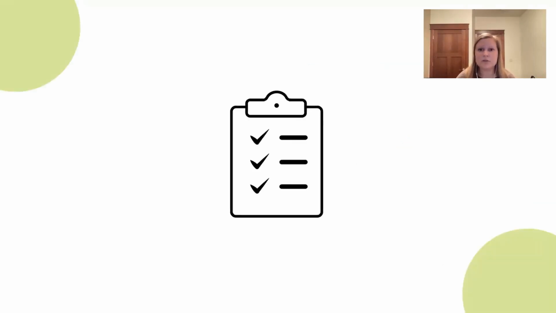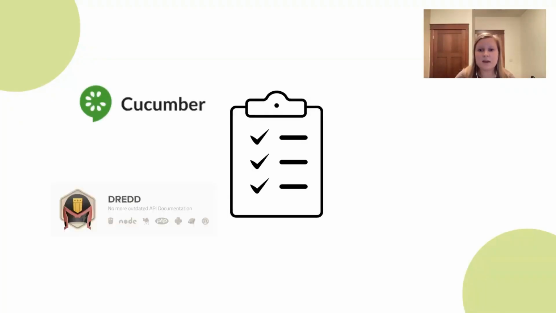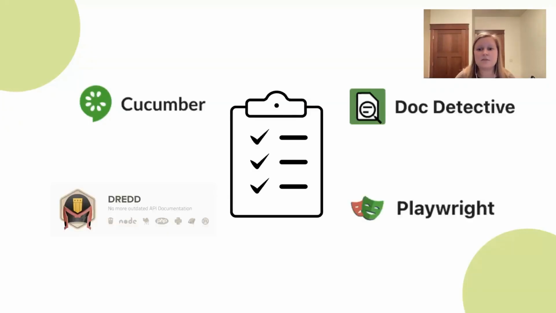There are many different tools you can use for setting up automated tests for the docs. For example, you can use Cucumber for UI instructions, Dredd for API instructions, Playwright for UI steps, and Doc Detective for API, CLI, and UI. The purpose of this talk isn't to convince you to use a certain tool, rather to show you what's possible for automated docs tests.